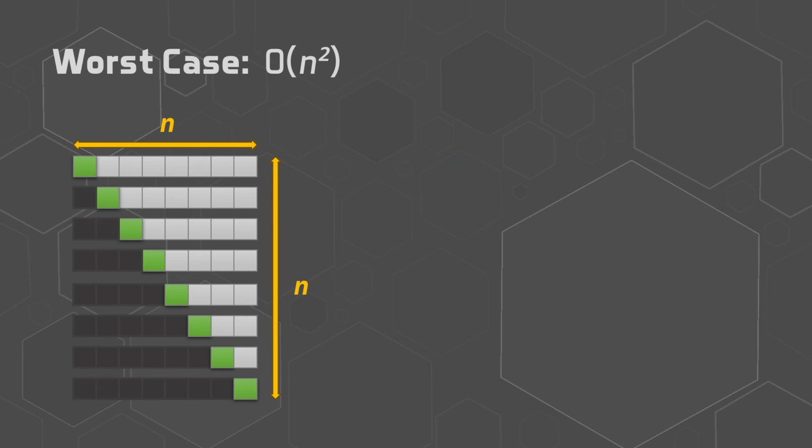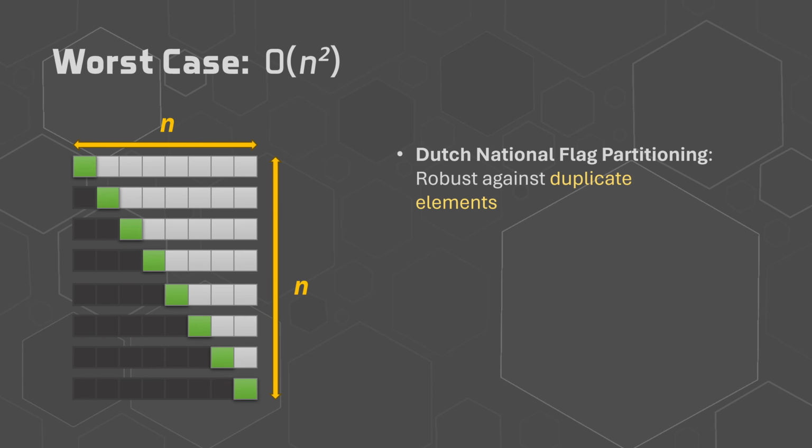When it comes to the worst case of O(n²), again, that's no difference, but the good news is that with Dutch national flag partitioning, what we've done is we've taken away one condition in which we'll end up with O(n²), and that is when your list is entirely identical. This partitioning scheme makes our algorithm robust against duplicate elements.